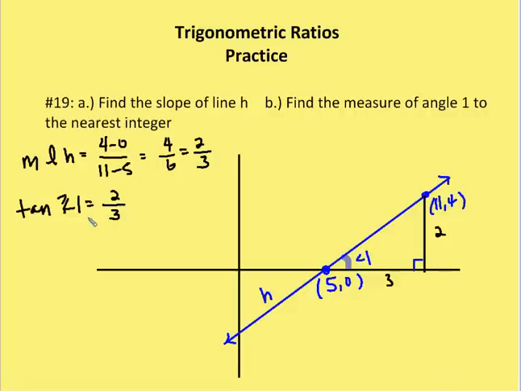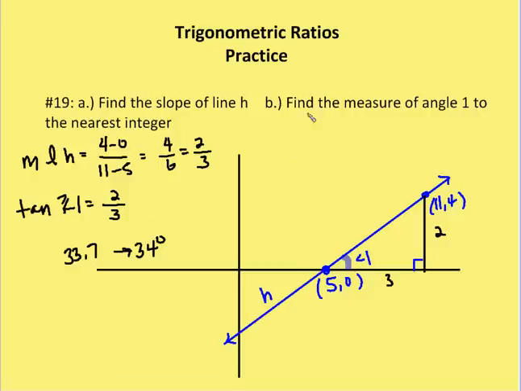All right, so we need to look to our trig tables, or we can use inverse tangent to solve. Either way will work. And when we look to our trig tables or use inverse tangent, we get a result of approximately 33.7 degrees. And it's asking us to solve to the nearest integer. So the angle measure for angle 1 is equal to 34 degrees.